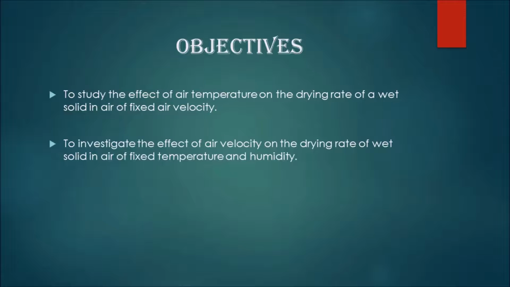There are two main objectives for this tray dryer experiment. The first one is to study the effect of air temperature on the drying rate of wet solid in air of fixed air velocity, and second one is to investigate the effect of air velocity on the drying rate of wet solid in air of fixed temperature and humidity.